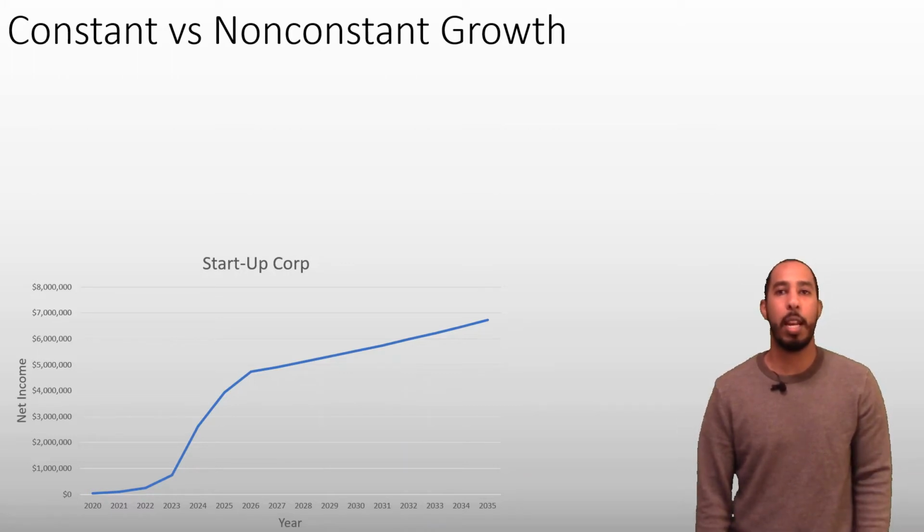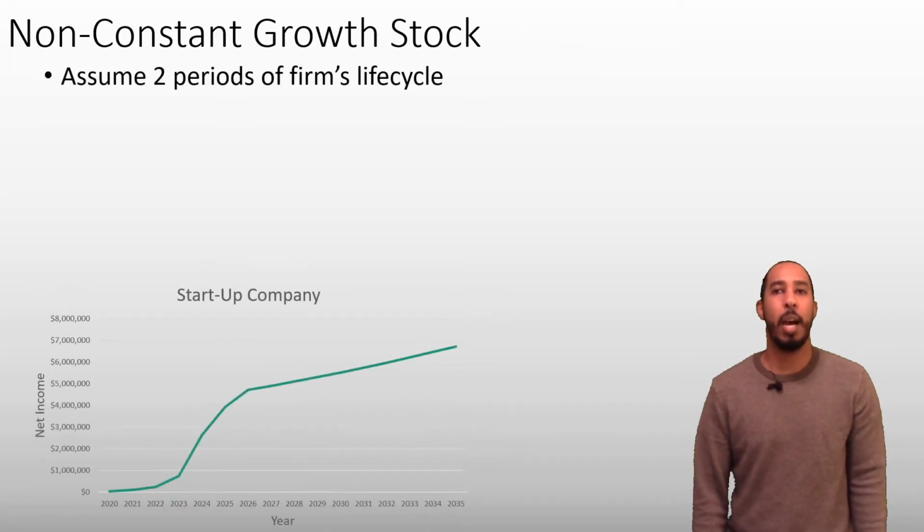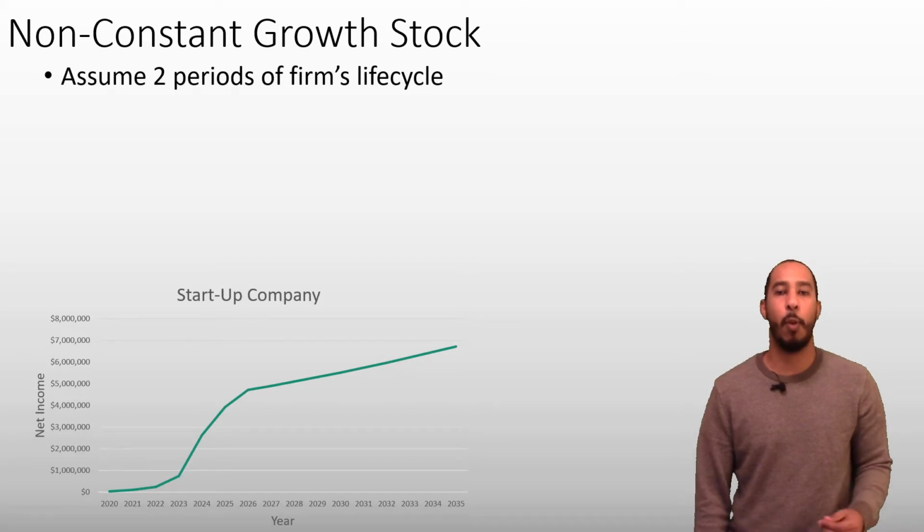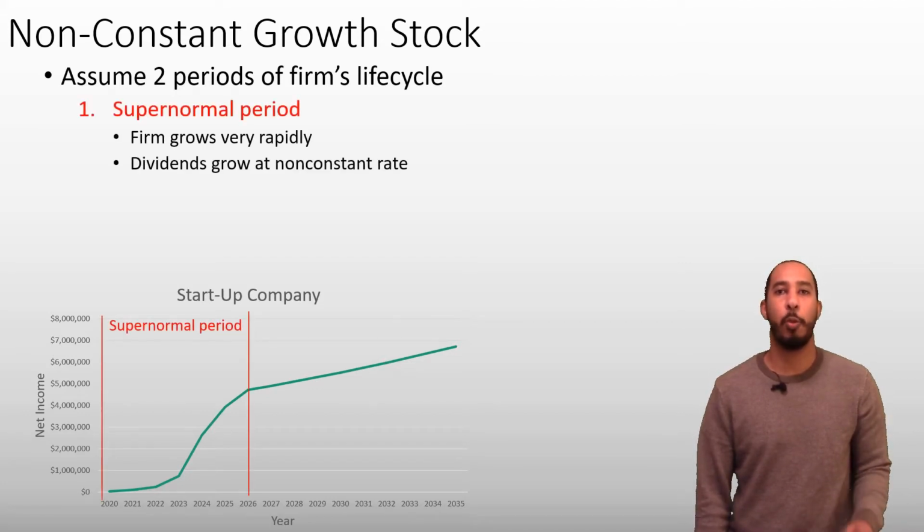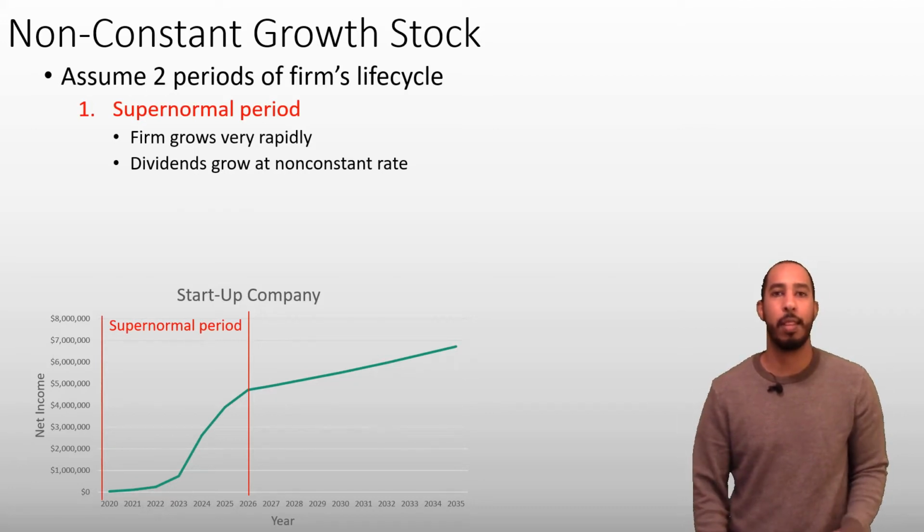Startup Corp would be representative of new, innovative companies that come into the market, and we can look at their growth in the context of a company's life cycle. Let's assume a company has two parts to its life. In the first part, it grows very rapidly. We'll call this the supernormal growth period. This could be like a startup company with an innovative product rapidly gaining new customers. As a result of this rapid growth, its dividend could be growing at a quick pace too.